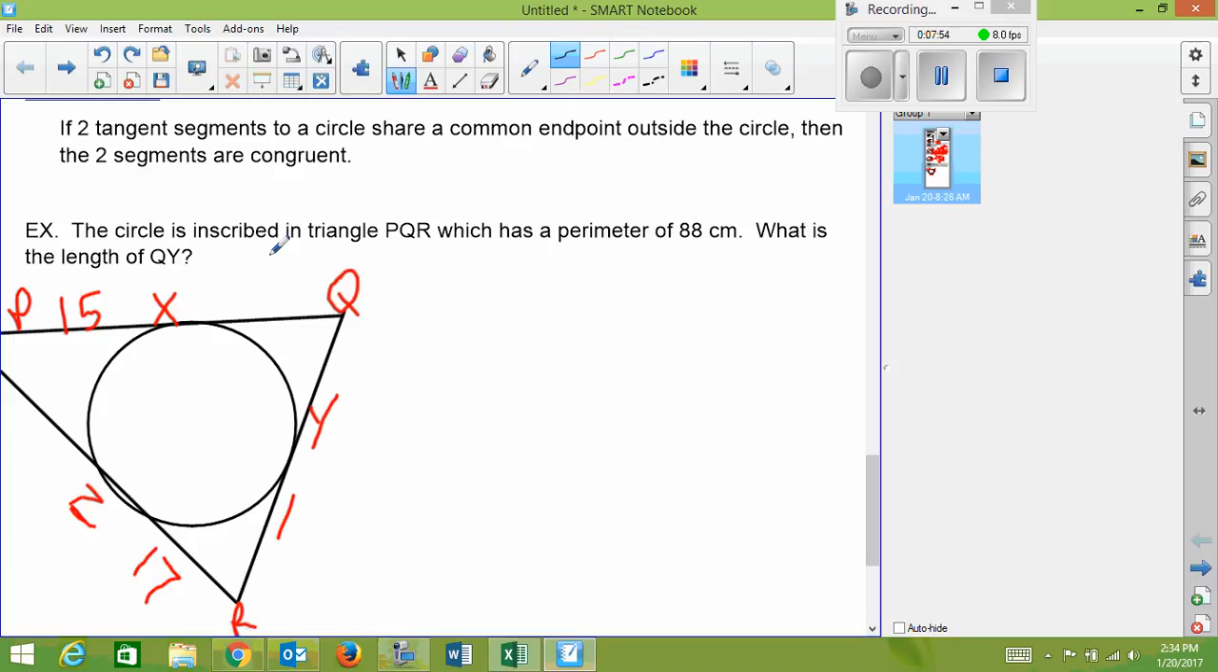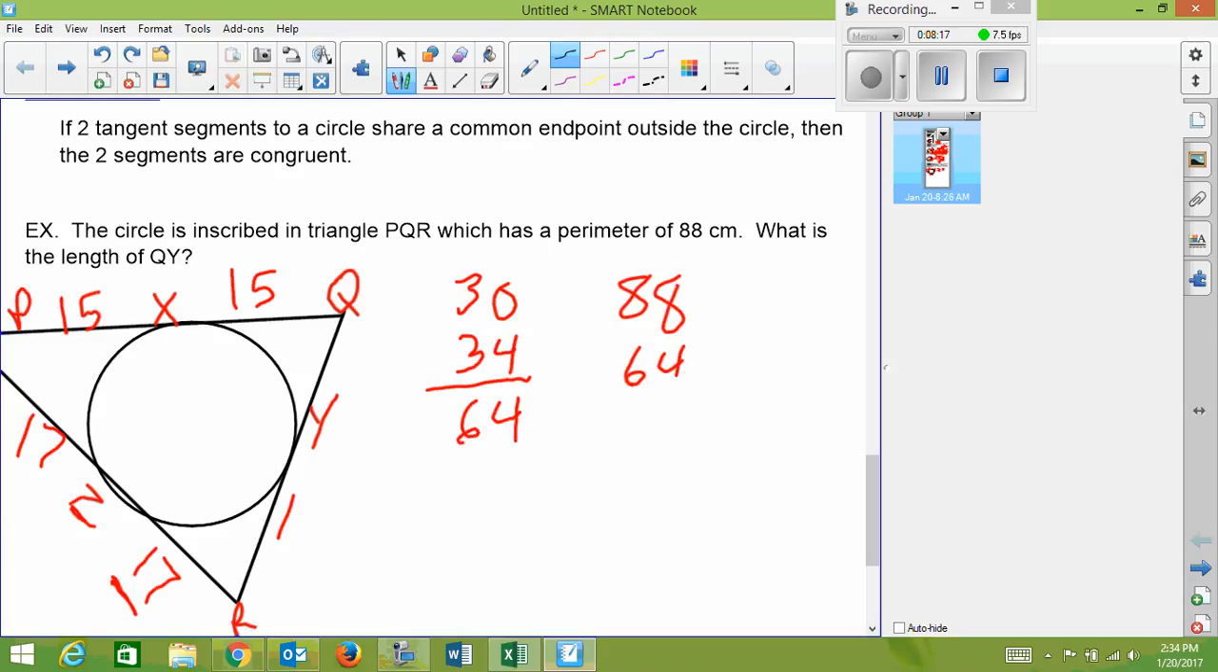So they gave us that this one up here is 15. If you use that theorem, you also know that this is 15. They gave us that this one is 17. We also know that the other half over there is also 17. So if you add those two things up, the top is 30, the left side there is 34. That is 64. They're telling you that the perimeter of the whole thing is 88. So you subtract those two numbers, and that should be 24.